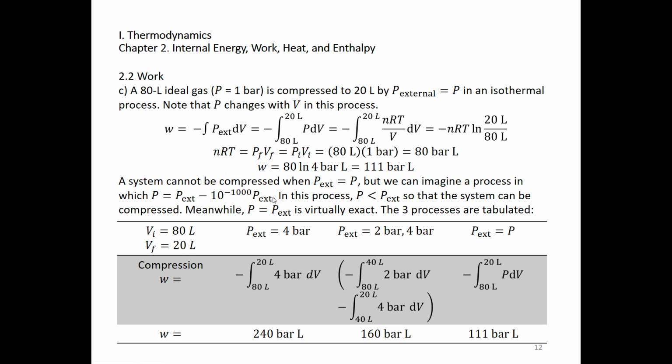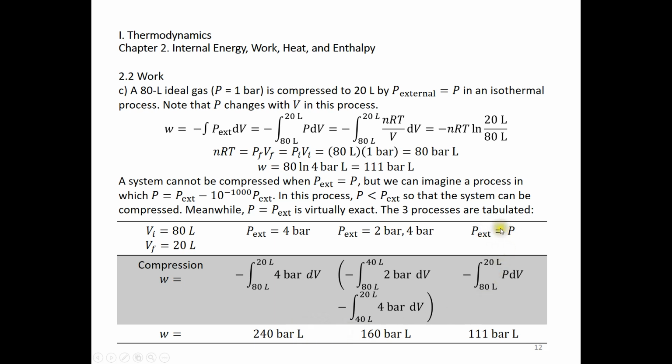So we studied 3 numerical examples for the compression process: one step, two step, and then the third one is P external equals P. In the one step process, when we compress the system against a 4 bar external pressure, the amount of work done to the system is 240 bar liters. What if we use 2 bar external pressure first, going from 80 liters to 40 liters, and then we use 4 bar pressure, going from 40 liters to 20 liters? Overall, we get 160, so these two numbers are different.